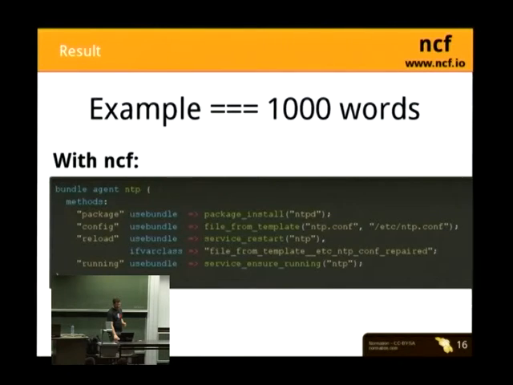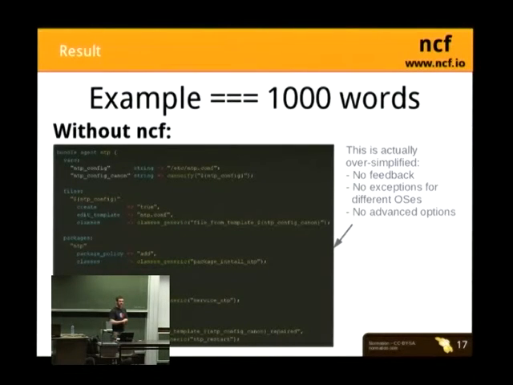The equivalent without NCF in pure CF Engine would look something like this. You've got one promise for each of those four actions. You've got some variables at the top. There's all sorts of attributes here. I've been doing CF Engine for 4 years, and I still have to read the reference manual every time to figure out what attributes I'm actually supposed to use. And this is even a simplistic example.